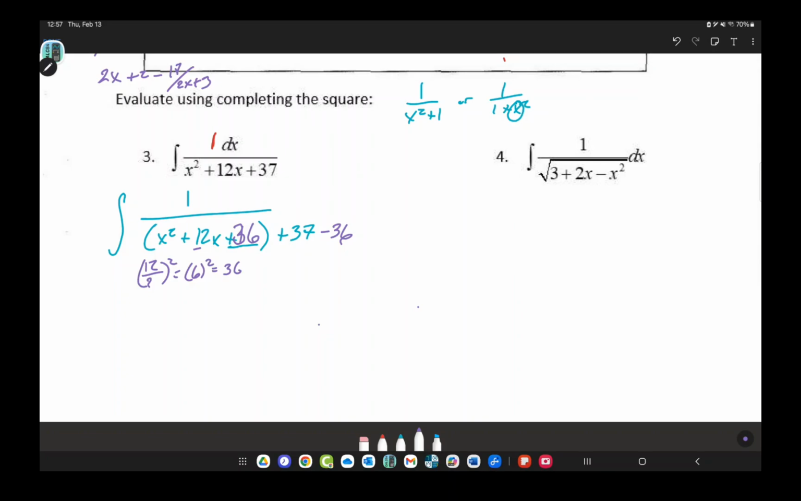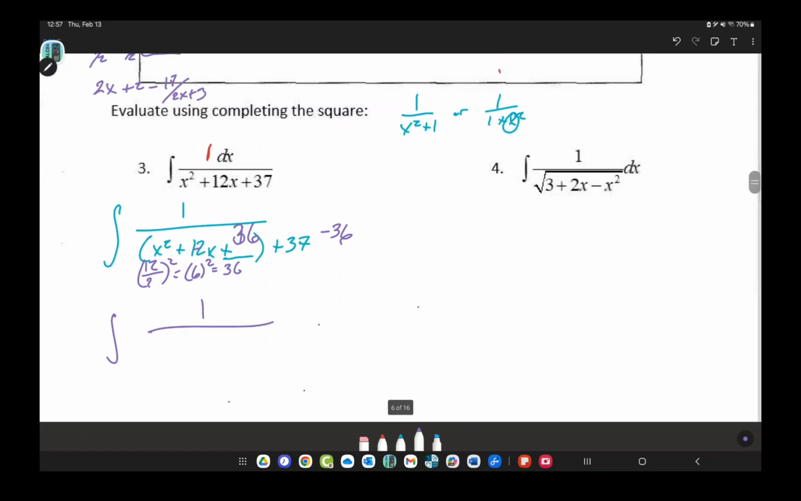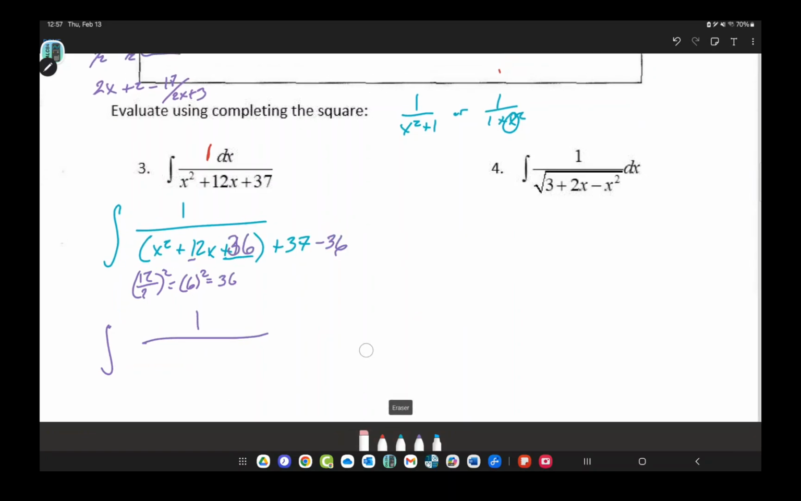So this gives me an integral of 1 over x squared plus 12x plus 36 plus 1. That's nice that we have a 1 outside. That's what we want. If we don't have a 1 outside, we'd have to factor it out. And that's real fun.